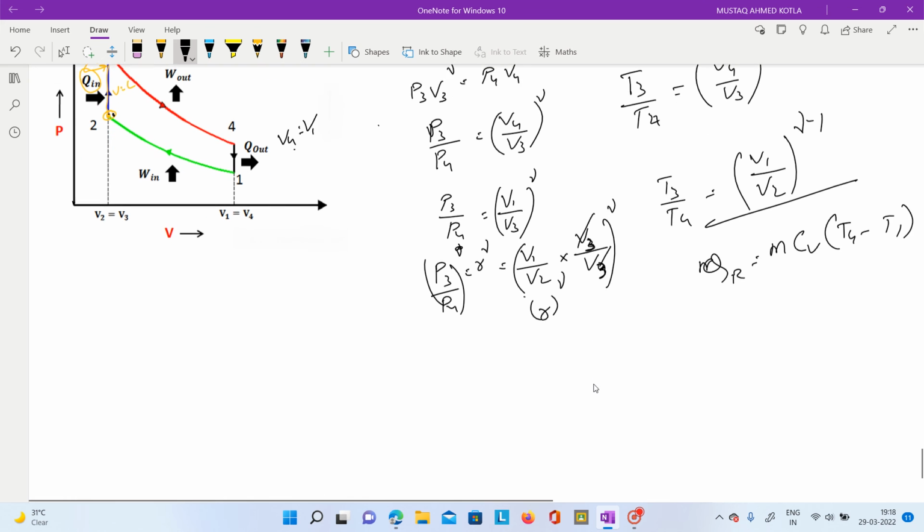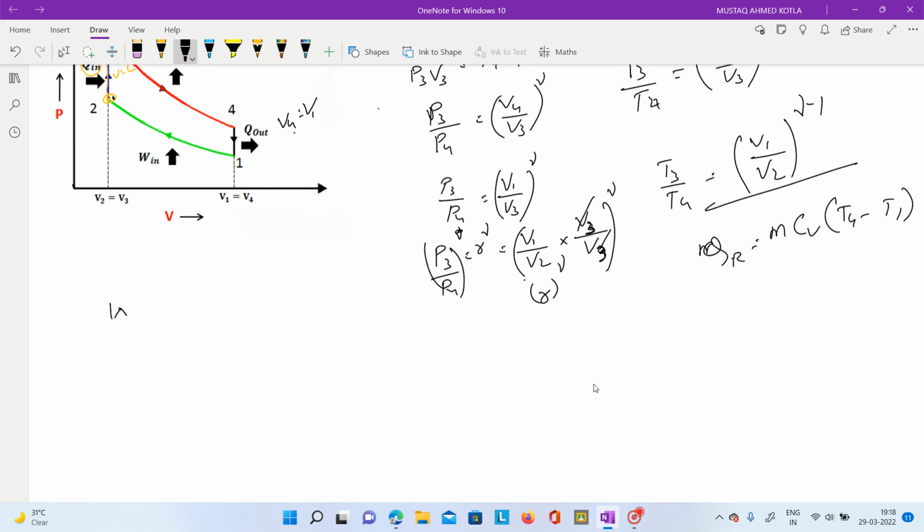Okay, and we also have to find the work done W. Work done W equals work done at expansion minus work done at compression, which equals heat addition minus heat rejection, Q1 minus Q2. I'm writing. Then the efficiency equals net work done by heat addition, which equals (Q1 minus Q2) by Q1, which equals 1 minus Q2 by Q1.